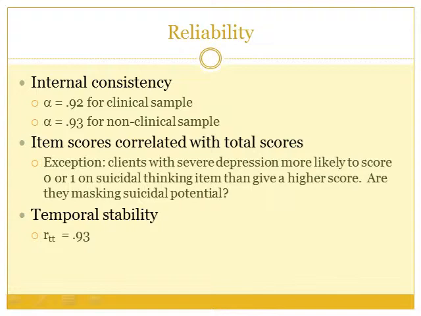However, this pattern was not found for a few items. For example, individuals with severe depression were more likely to circle responses 0 and 1 when answering the question about suicidal ideation, rather than registering a higher score. This finding may indicate that some individuals with severe depression may actually mask suicidal thinking on the Beck Depression Inventory 2.